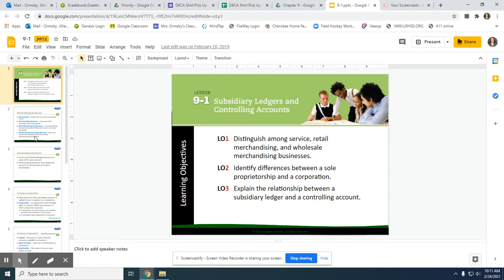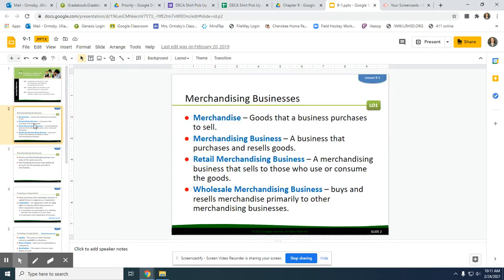a controlling account. So, the first thing that we are going to talk about is what type of business we were doing accounting for in chapters 1 through 8. In chapters 1 through 8, we completed the accounting cycle. However, the accounting cycle was specifically for a service business organized as a proprietorship. So, a business that sold services and was run by one person. Now, what we are going to do is transition into the accounting for a merchandising business organized as a corporation.